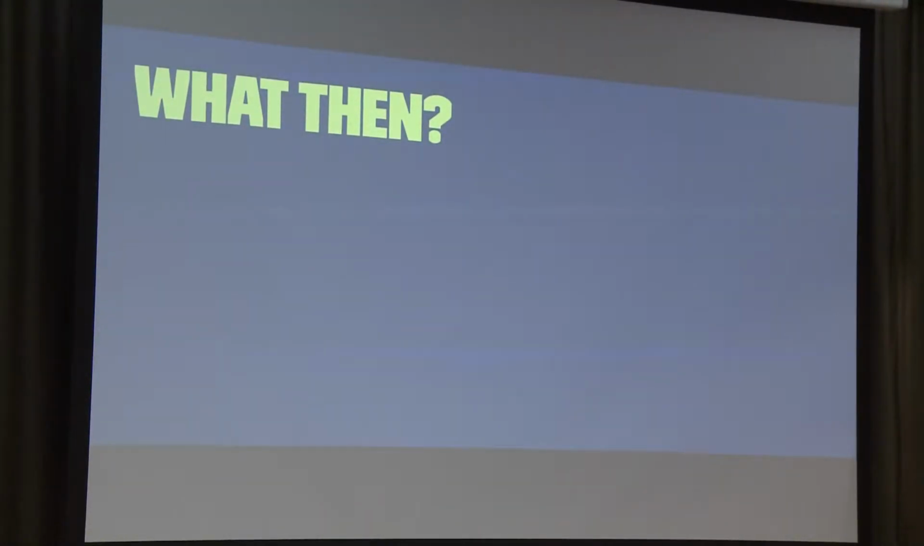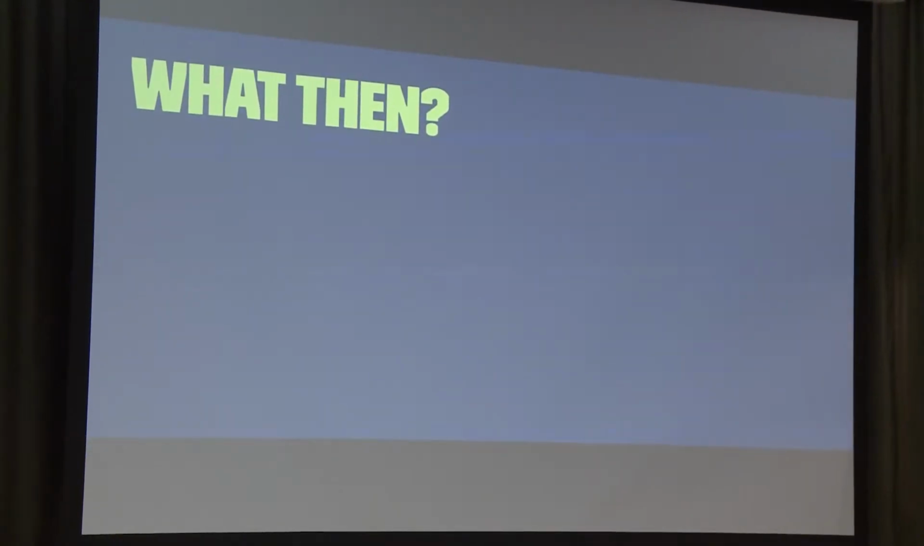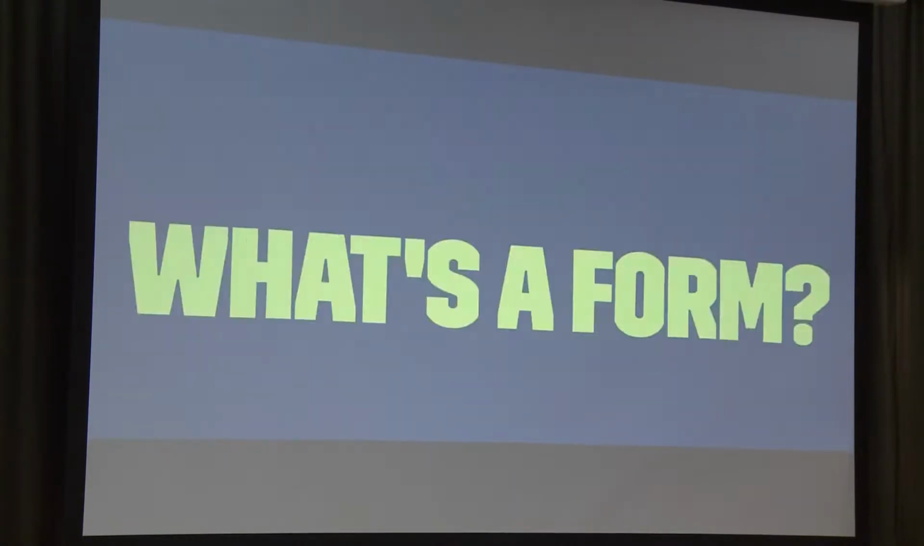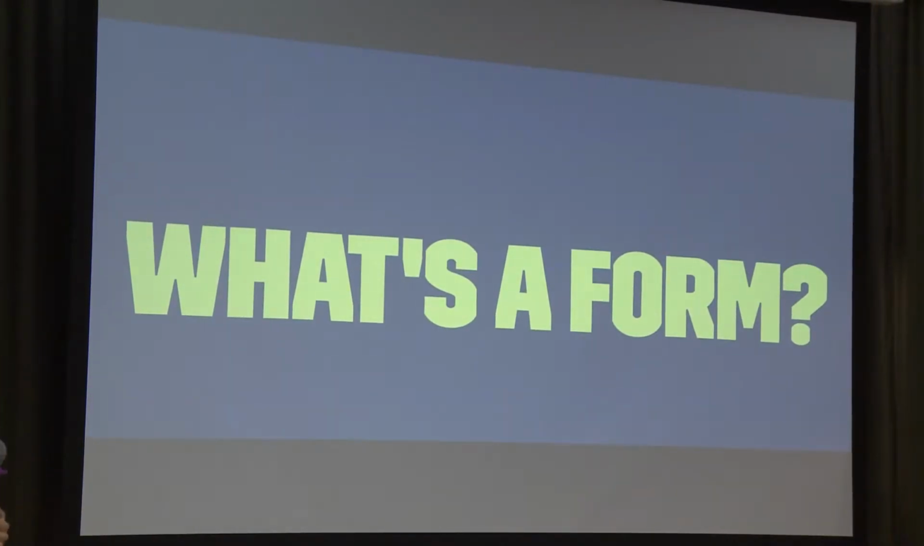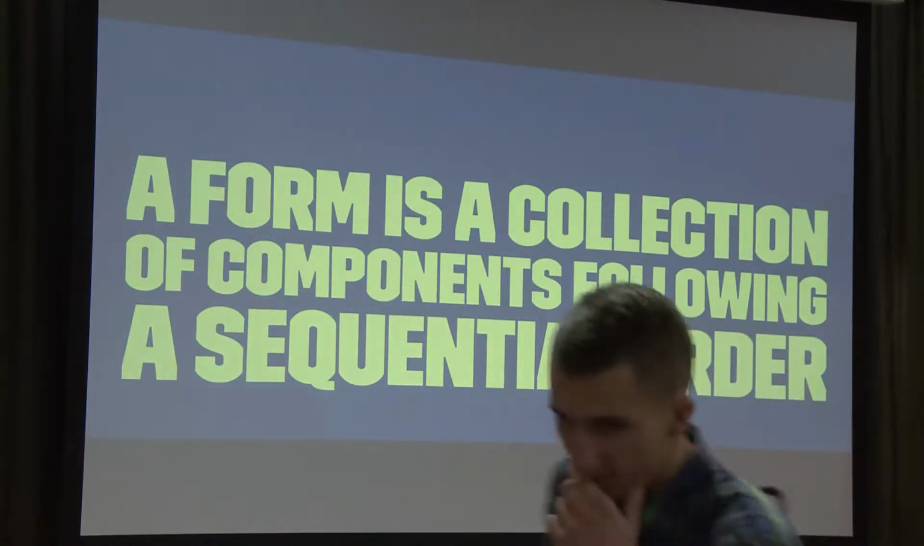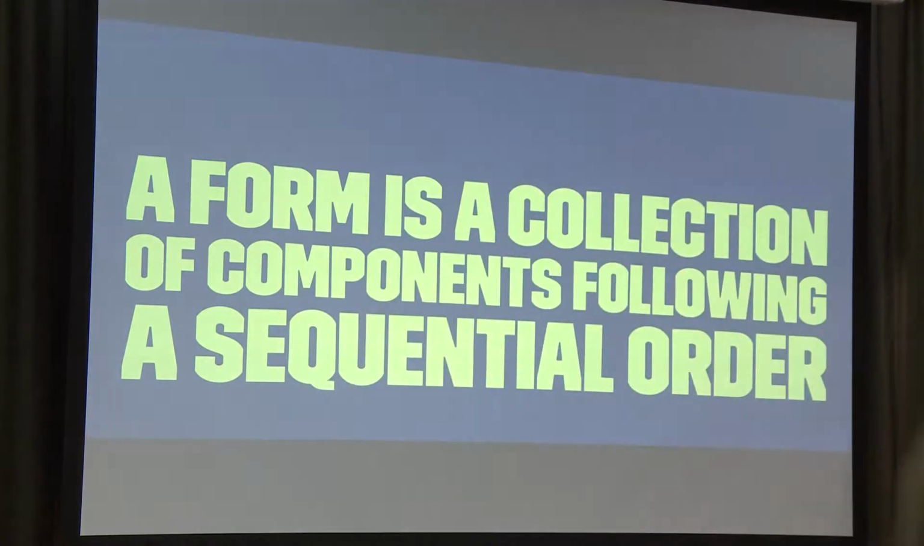So what's then the alternative to improve this system? To get there, let's forget everything. Let's ignore index paths. Let's forget completely anything and start from scratch. And we can ask ourselves this question: what's really a form? A form is essentially a collection of components following a sequential order. Okay, this actually makes sense.